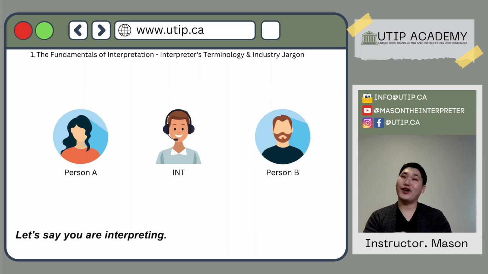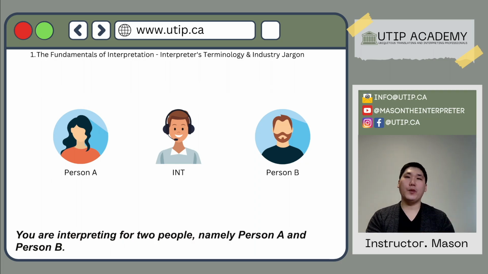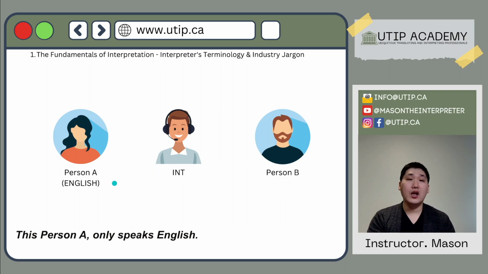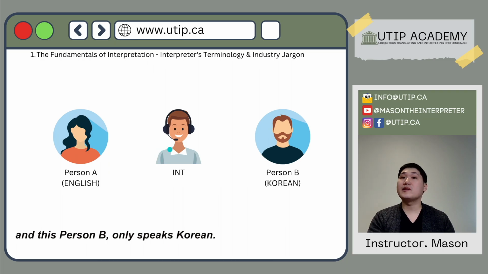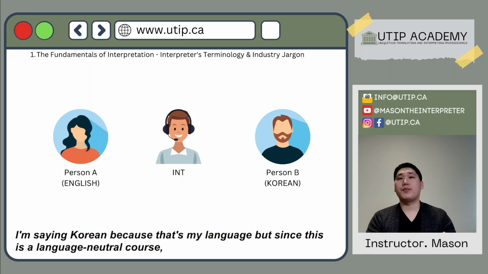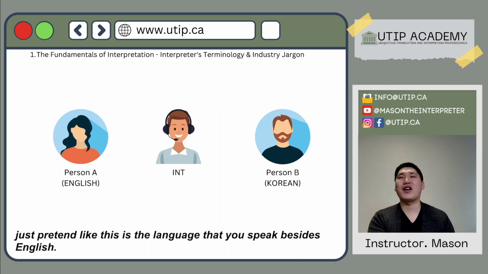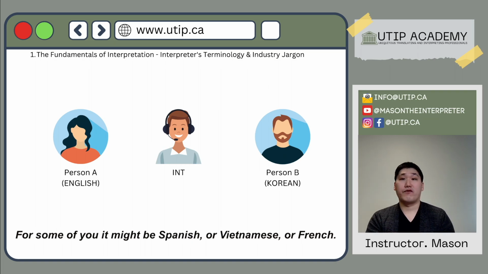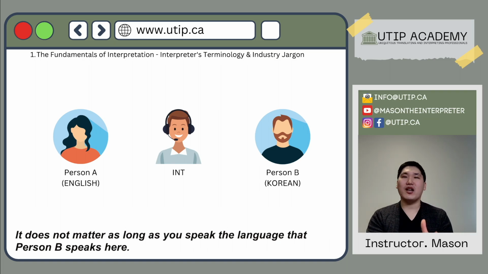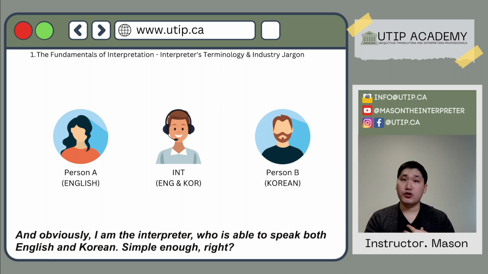Let's say you are interpreting for two people, namely person A and person B. This person A only speaks English, and this person B only speaks Korean. I'm saying Korean because that's my language, but since this is a language neutral course, just pretend like this is the language that you speak besides English. For some of you, it might be Spanish, or Vietnamese, or French. It does not matter, as long as you speak the language that person B speaks here. And obviously, I'm the interpreter who is able to speak both English and Korean.